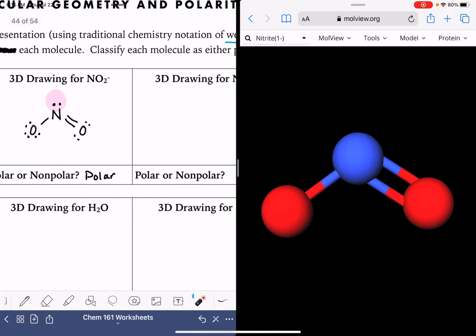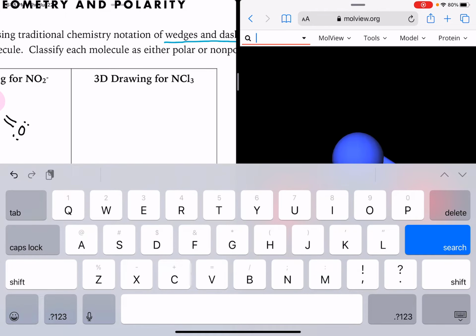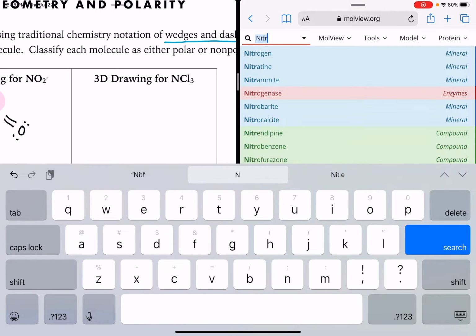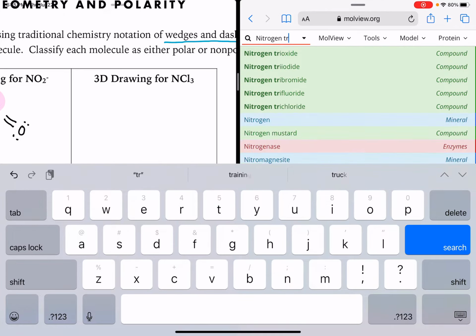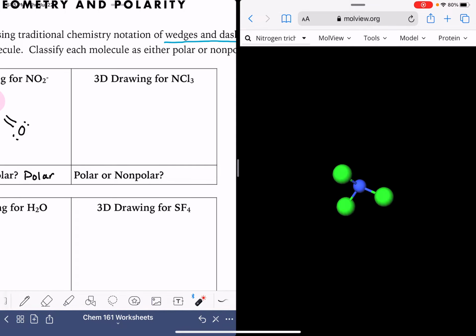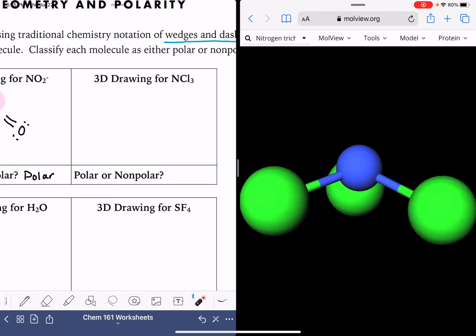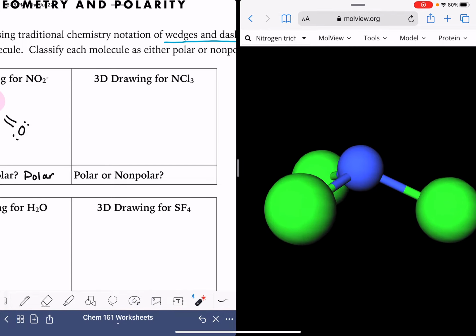Let's take a look at the second one we're going to work on, NCl3. Again, I'm just going to search for this. This would be nitrogen trichloride. You can also build these molecules in MolView, but it's easier to be able to look them up if you can. So this, the green are the chlorine atoms and the blue is the nitrogen.